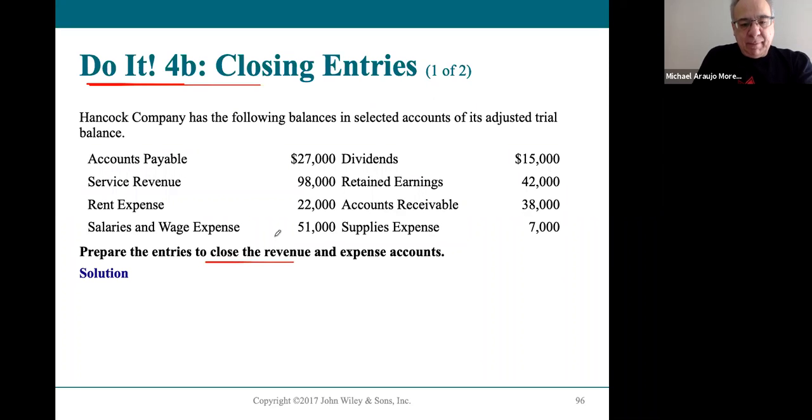First step, we close the revenue account. Always, first step, revenue account. This is the revenue account. It's the only revenue account we have here. This $98,000 balance will be on the credit side.